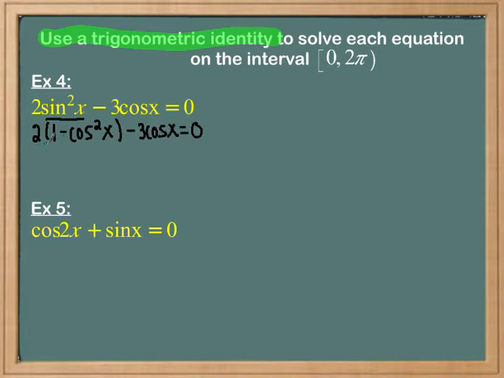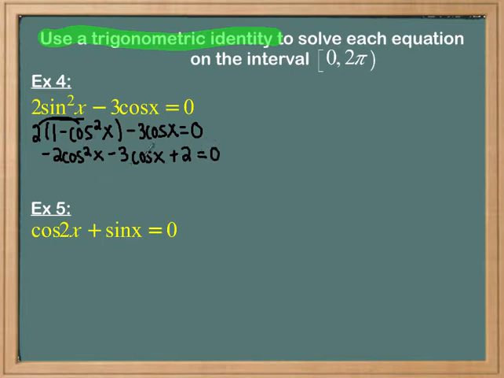And I'm going to do a couple of things here. I'm going to distribute the 2, but I'm also going to rearrange this. So I've got 2 times negative cosine squared, which is negative 2 cosine squared of x. I still have my minus 3 cosine of x. And then over here I've got my 2 times 1, which is 2. So essentially I just put it in standard form from highest exponent to lowest exponent.